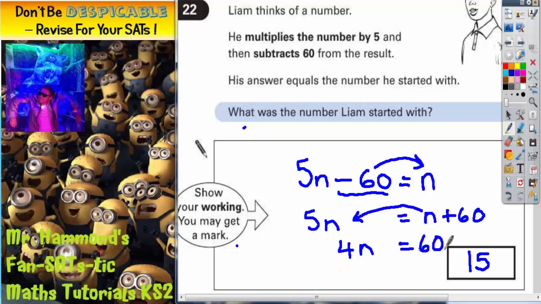Once we get to this part, we know that 4 times something equals 60. Well, 4 times 15 gives us 60. So the answer is n equals 15. That's just showing how it works with algebra. So we could do it either way.